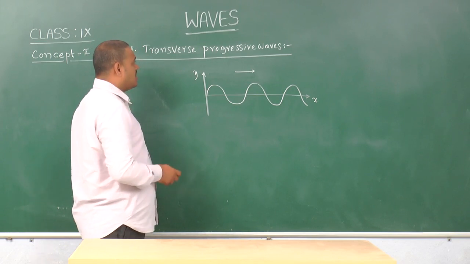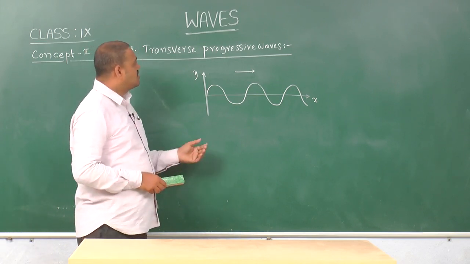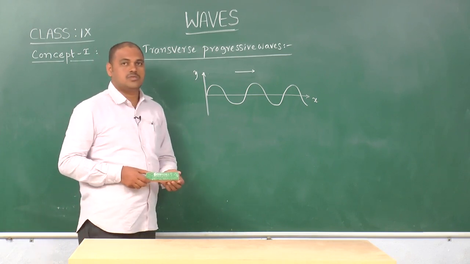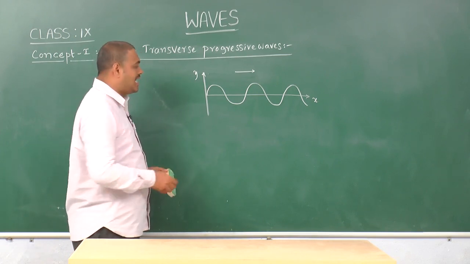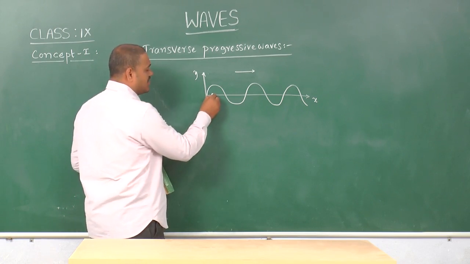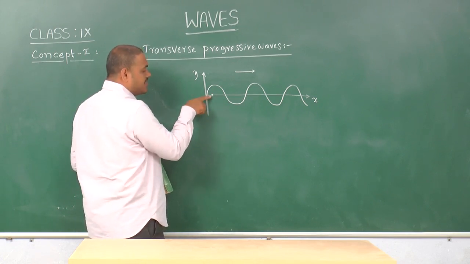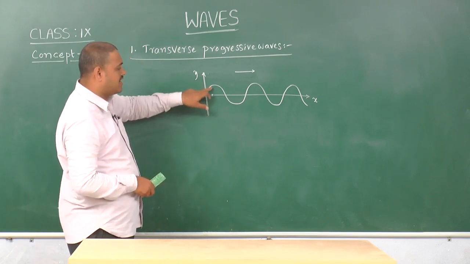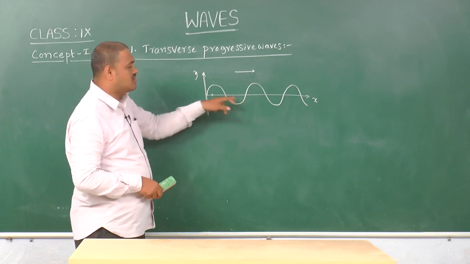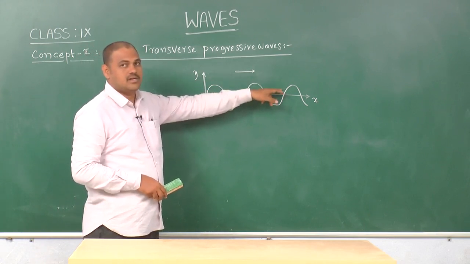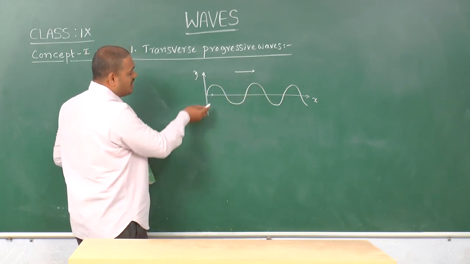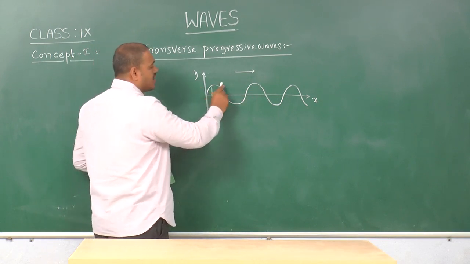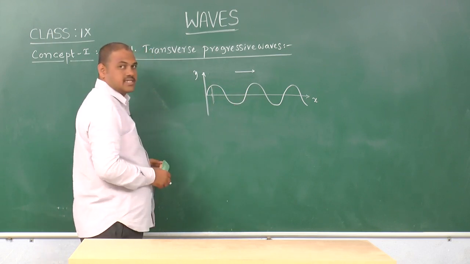Every particle in a transverse progressive wave undergoes simple harmonic motion. All the particles, say here I am taking one particle, this particle will undergo simple harmonic motion in the y direction and the wave is moving along the x direction. All the particles here are in SHM in this direction, but the wave is moving along the positive x axis.